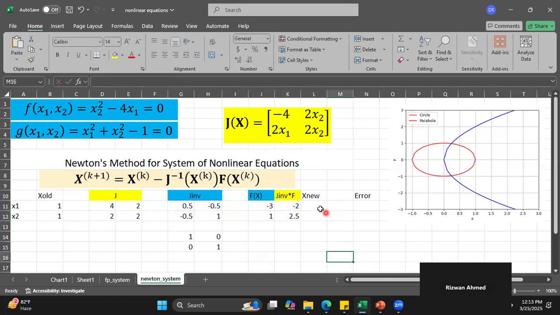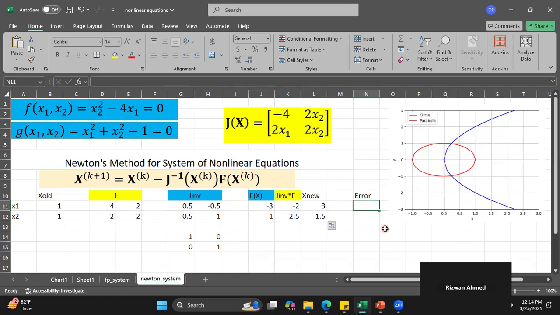Okay. Now it's time to calculate x new. We have xk and j inverse f of xk computed as a product. So x new is x old minus the corresponding value in the product j inverse f of xk. It is this one, and the second one will be like this. So corresponding values, because by the meaning of vector sum, it is applied element by element.